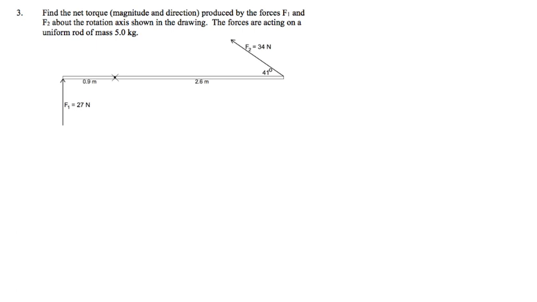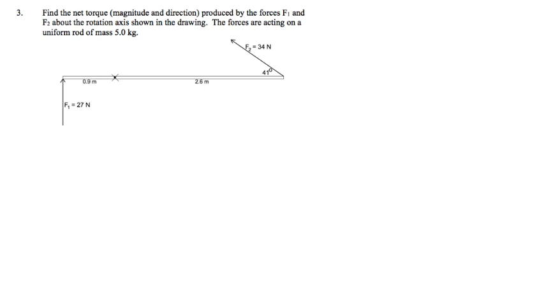What I'm going to do, maybe I won't do it in time or won't remember, but if you look here, the problem says find the net torque produced by the forces F1 and F2 about the rotation axis shown in the drawing. But it also says that the forces are acting on a uniform rod of mass 5 kilograms. To correct this, I should say find the net torque produced by the forces F1 and F2 and the weight of the rod, so that you know I want the net torque that includes all the forces acting on this.